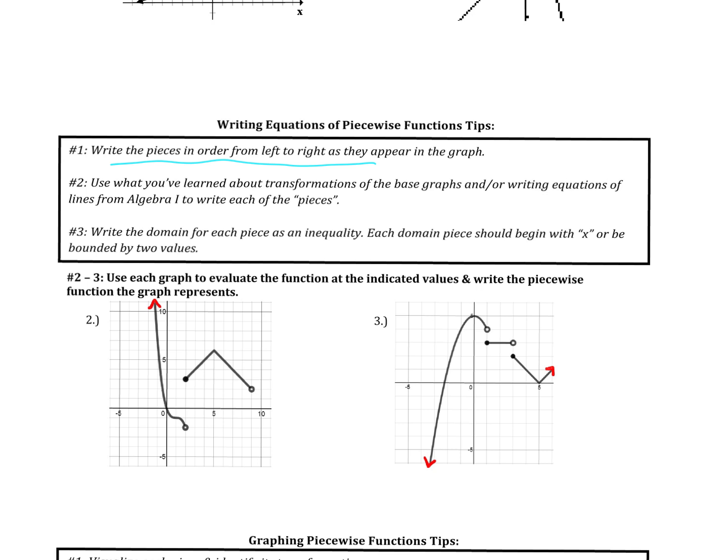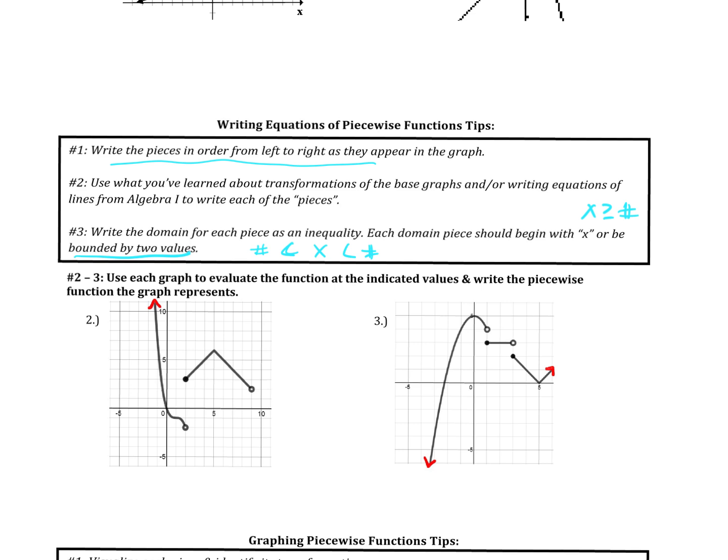Use what you've learned about transformations of the base, that's a parent function, base graphs, and or writing equations of lines from Algebra 1 to write each of the pieces. And lastly, write the domain for each piece as an inequality. Each domain piece should be x or x bounded by 2 values. So if you always looked at them, you either had x less than something, but it's always x and some number. When it's bounded by 2 values, that's when you have a number, an inequality symbol, an x, an inequality symbol, and a number. And we'll review that as we draw the other ones.